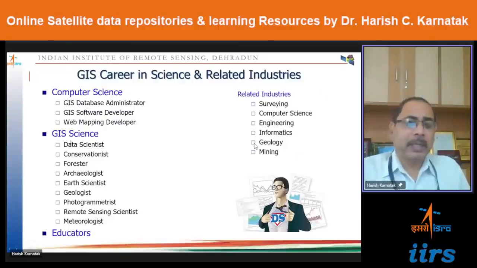If they are learning computer science, then they can be a GIS database administrator, GIS software developer, or web mapping developer. In GIS science, they can go into data science. For conservation activities, they can be foresters, archaeologists, earth scientists, geologists, photogrammetrists, remote sensing scientists, or meteorologists. So they can be in these domains. They can be educators as well. They can also teach these technologies to the new generation in different thematic domains.